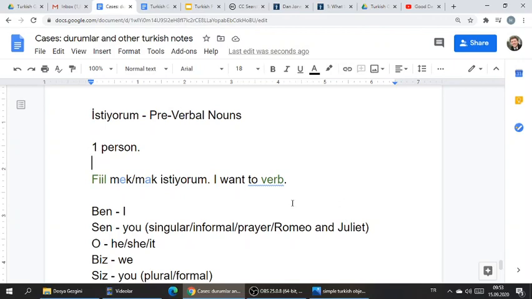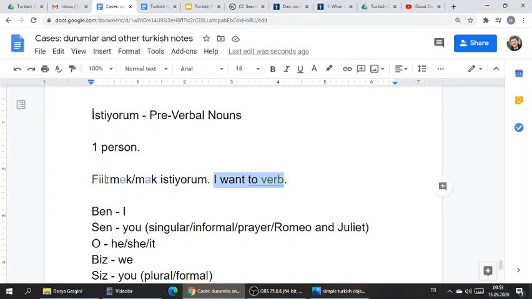So, how do you say I want to verb? I want to blink. I want to go. I want to eat. I want to drink. I want to dance and be merry. I also instead might want to repent. I want to not dance and be merry anymore, but I want to read the scriptures. I want to pray. I want to write in my journal.